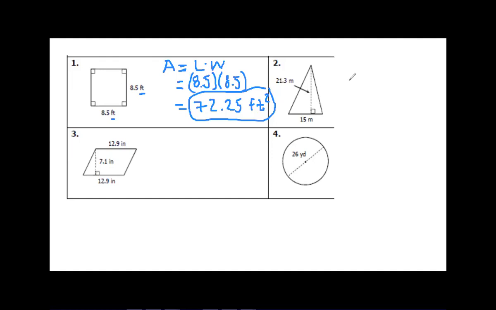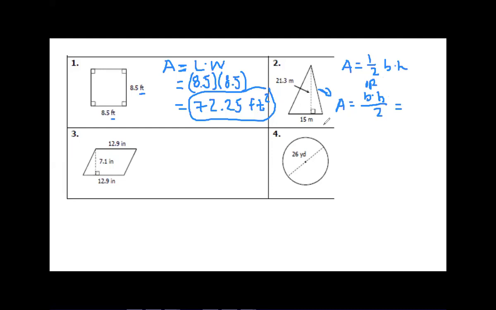Okay. Number two is much of the same, except we're using the formula for a triangle. So there's two different ways to write the formula. You can either do 1/2 base times height, or you can do base times height divided by 2. I prefer this bottom one. That's just the way that I like to see it. For you, you may enjoy the top one a little bit better. It's just a preferential thing. Both of these will produce the same answer.